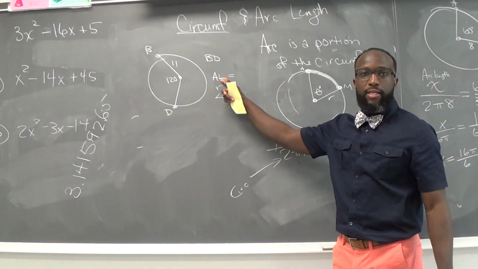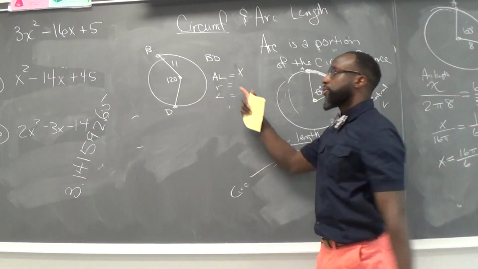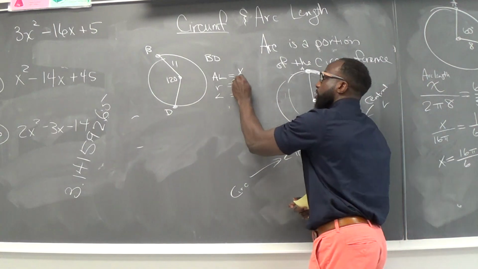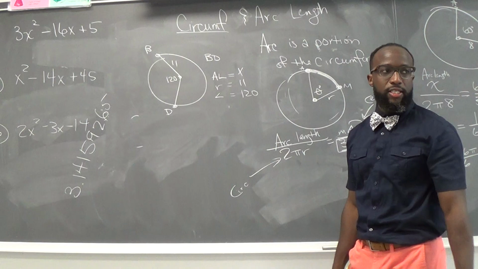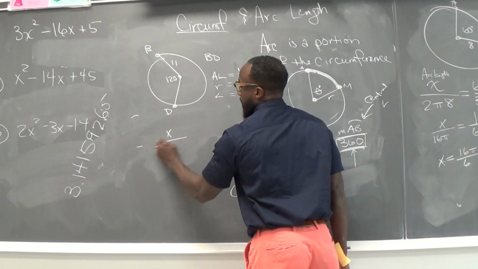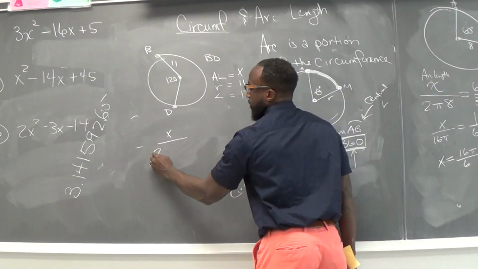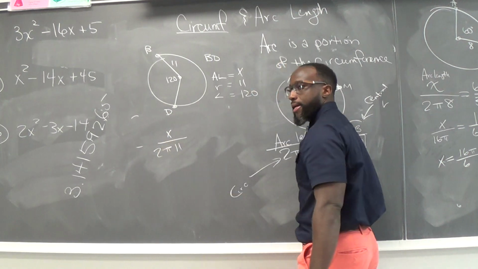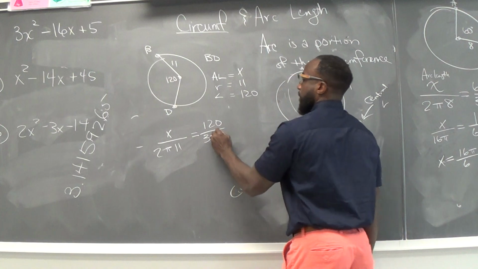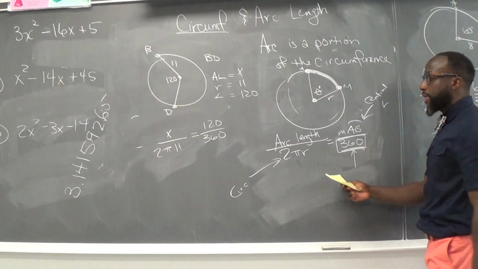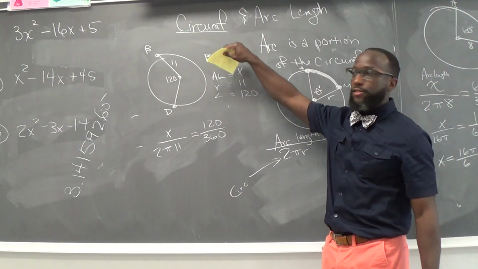Do we have the arc length? No. So we put an X there. Do we have the radius? 11. Do we have the angle? 120. Alright, cool. So we can put this in this equation, right? It's x over what? 2 pi 11, equals 120 over 360. Good. So if you put that in the formula, first things first, write out what you have.